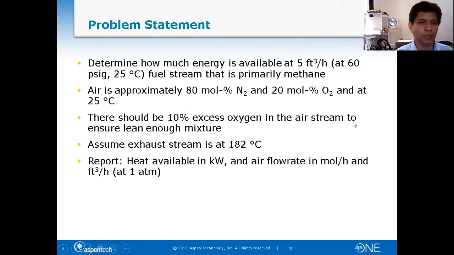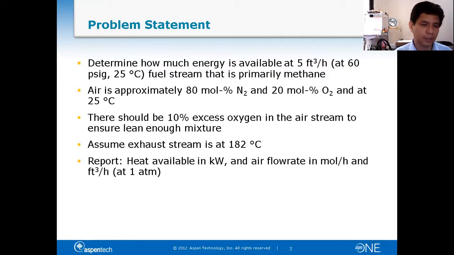So the question is, determine how much energy is available at 5 cubic feet per hour at 60 psig, 25 degrees Celsius, fuel stream that is primarily methane. Air is approximately 80 mole percent nitrogen and 20 mole percent oxygen. And this is at 25 degrees Celsius. So sa tutorial, i-assume natin na yung air ay 1 atmosphere or 101.3 kPa.